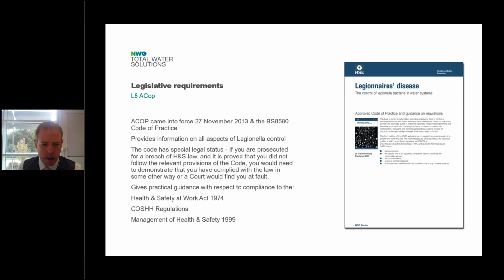So I've emphasised this quite a lot already, saying that it's guidelines. It's not the law. However, it has special legal status. So if you are prosecuted for a breach of health and safety law, and it's proved that you did not follow the relevant provisions of the code, you would need to demonstrate that you've complied with the law in some other way, or a court would find you at fault.